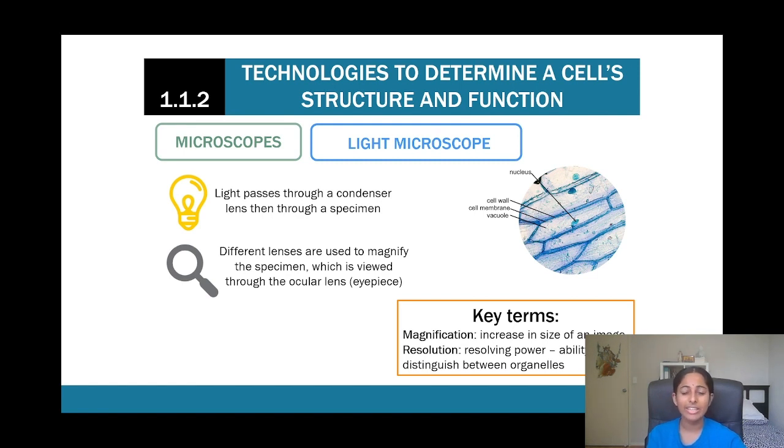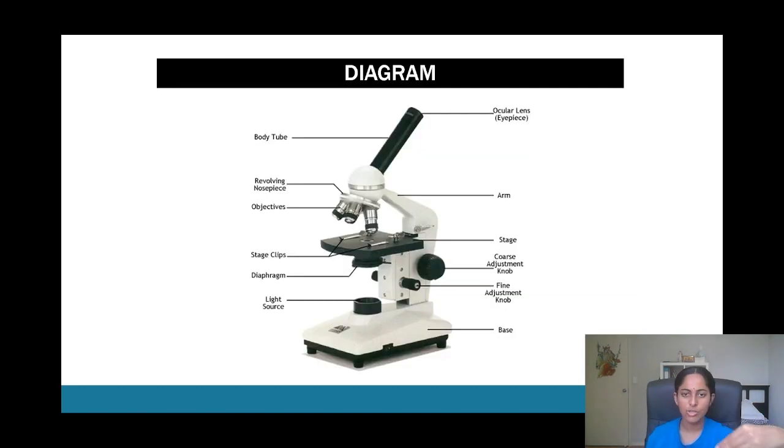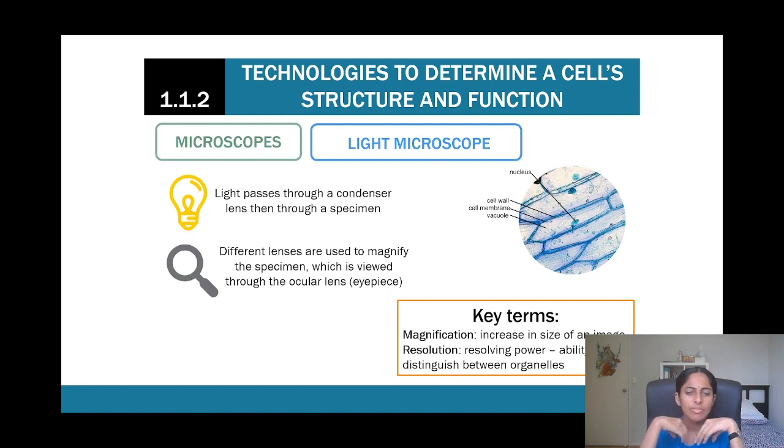You have something called a light microscope. Light microscopes pretty much enable light to pass through a condenser and then through a specimen. Okay, I do have a diagram. No worries. These pretty much just allow light to pass through. And if you have different lenses on the microscope, that helps with magnification. So as you change your lens, you actually increase the magnification. So you go closer to the cell and you're able to see certain organelles that show up. However, not all organelles show up in a light microscope. So that's one thing to be aware of.